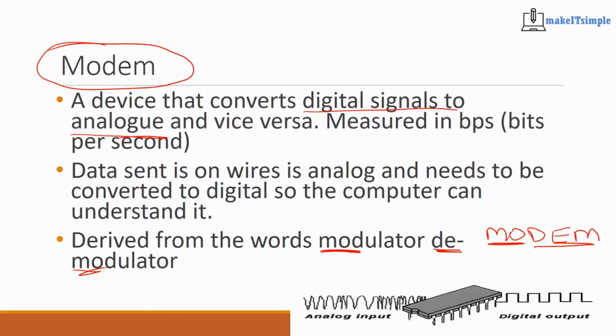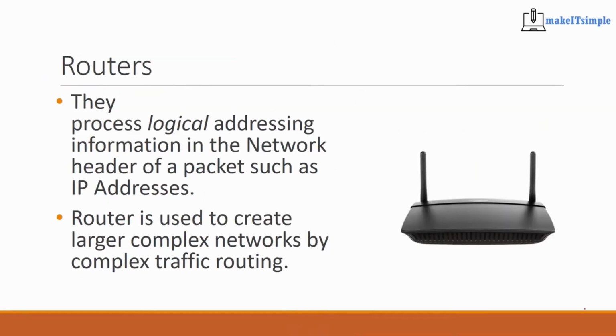So when you send data on wires, it's actually an analog signal because it's waves and needs to be converted to digital so the computer can understand it, right? So the computer can only understand digital. So therefore, this is what we have to do. We have to take the analog input and change it to a digital output. That's demodulating. Now, after you demodulate the signal and you get it digitally, then it goes inside the network.